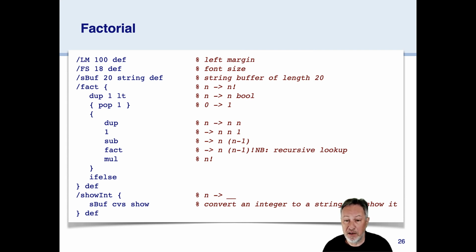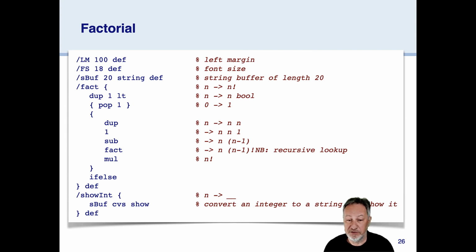If, on the other hand, that number is not less than 1, what we're going to do is the part that's shown in the second procedure. First, we duplicate n, we push 1 on the stack, and then subtract it, so that leaves n and n minus 1 on the stack. And now we recursively execute factorial. Executing factorial will leave n minus 1 factorial on the stack, and now all we have to do is multiply them. So the last step is multiplication, and that leaves n factorial on the stack, as expected.